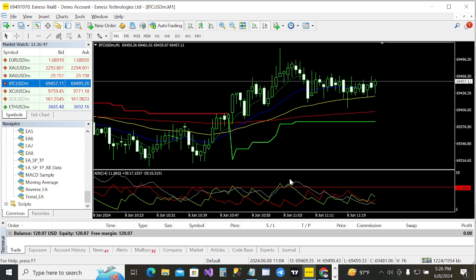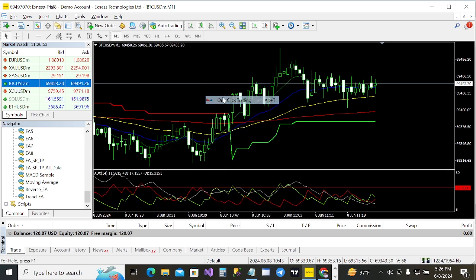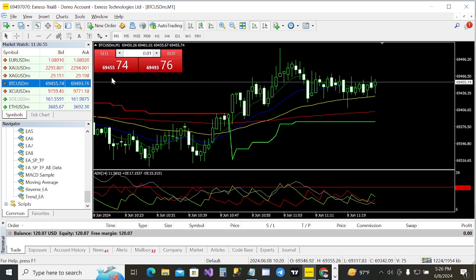Today, we're going to explore a key concept in Forex trading, the lot. Understanding what a lot is and how it works is essential for anyone looking to succeed in the Forex market. So, let's get started. What is a lot?